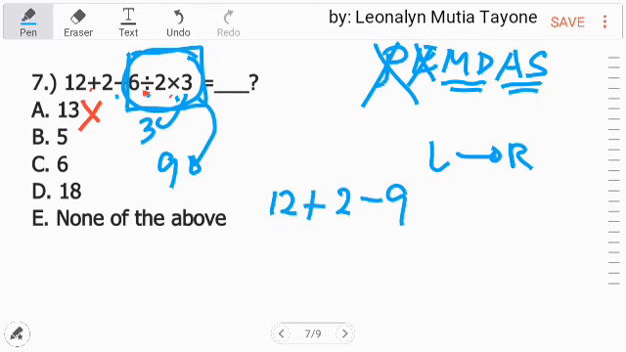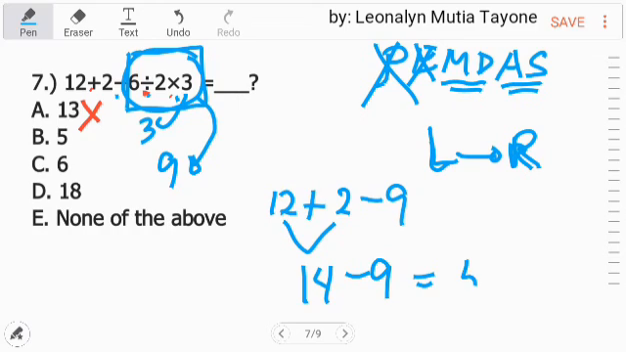Next, addition or subtraction. Pareho lang yan, rank equally. So we will solve them from left to right. Nauna ang addition, so unahin natin. 12 plus 2 equals 14. 14 minus 9 equals 5. So ang sagot dito ay letter B, 5.